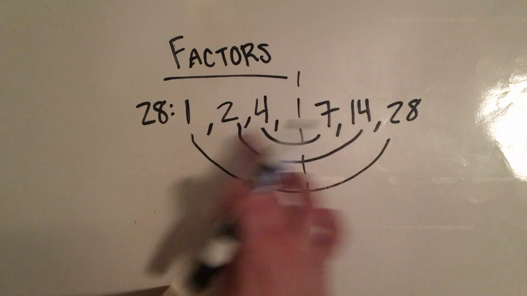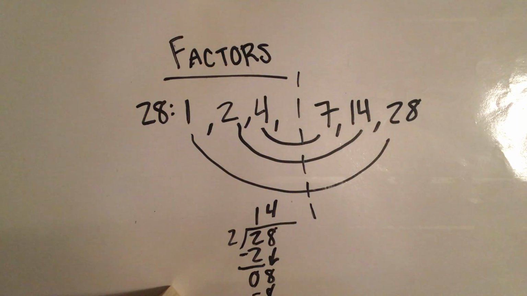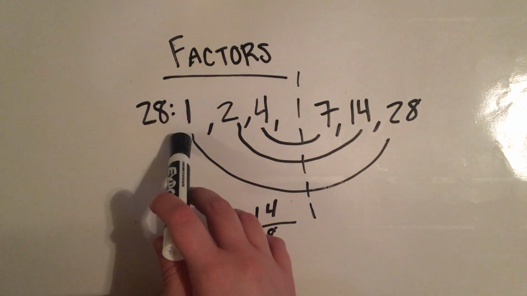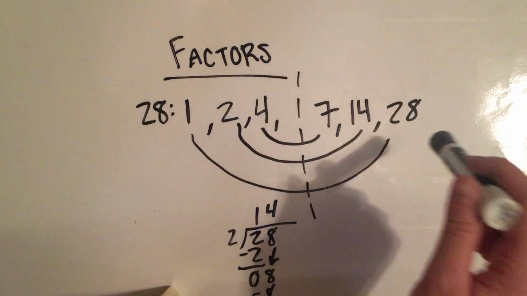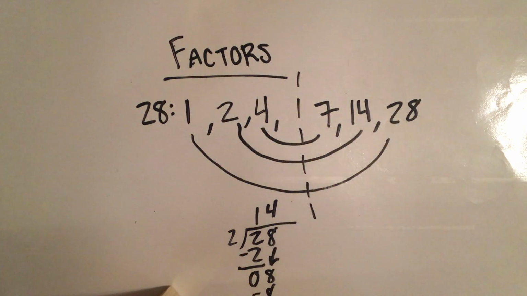So we know the factor list for 28 is 1, 2, 4, 7, 14, 28. And again, just like we learned this year, always start with the number 1 for factor lists and always end with that number itself as well.